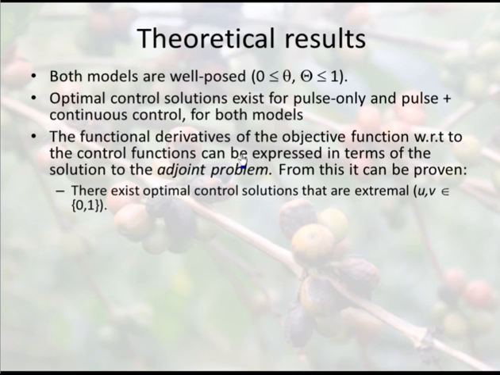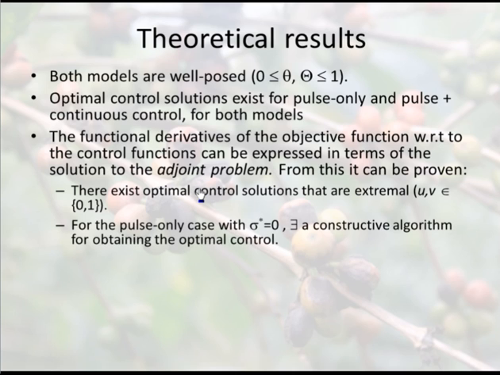There exist optimal control solutions that are extremal, that is, at any time during the history of the disease, the controls are either 0 or 1, and that's point-wise. I'm not saying that the chemical control would be 0 throughout the history, but at any particular time t, u is either equal to 0 or 1. Similarly, v is either equal to 0 or 1. So if you do cultivational control, you'll do full control, you'll never do partial control in order to get your optimal solution.